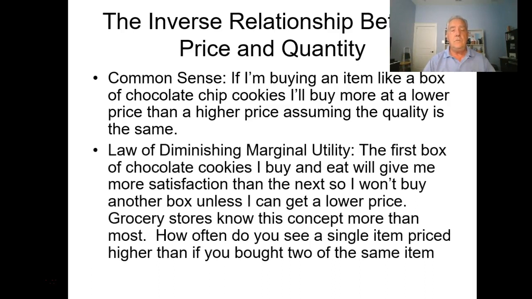Now, what this also means and involves is what we call the law of diminishing marginal utility. The law of diminishing marginal utility relates to satisfaction. How much satisfaction do we get from the product? If I buy and eat a box of chocolate chip cookies, I'm satisfied. If I buy another box of chocolate chip cookies and start to eat it, I'm getting less satisfaction from that second box because I've already eaten the first box and I'm probably going to get sick to my stomach.